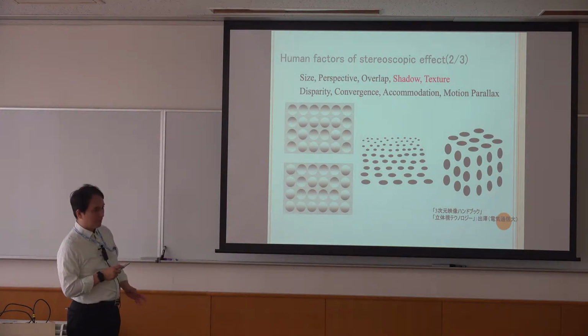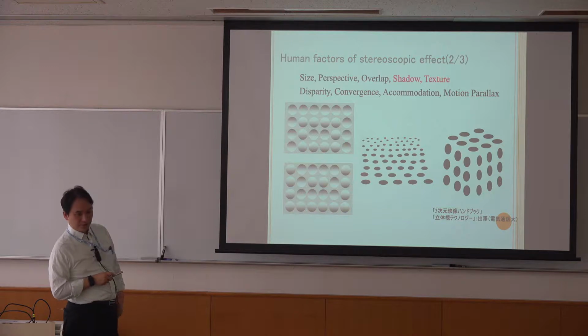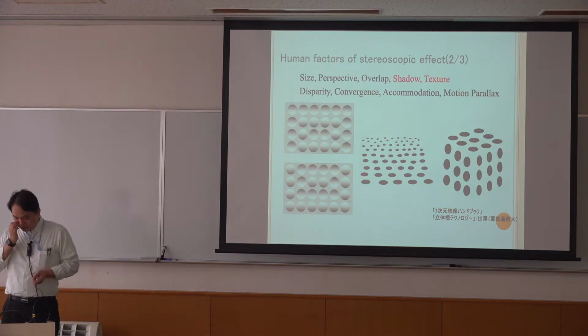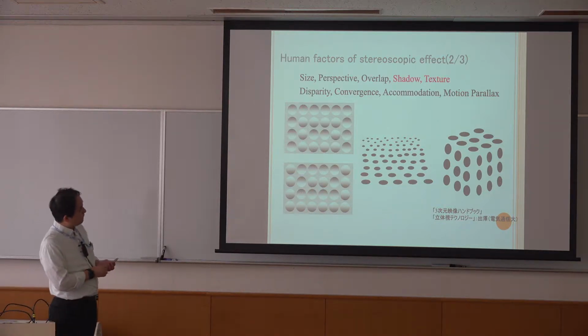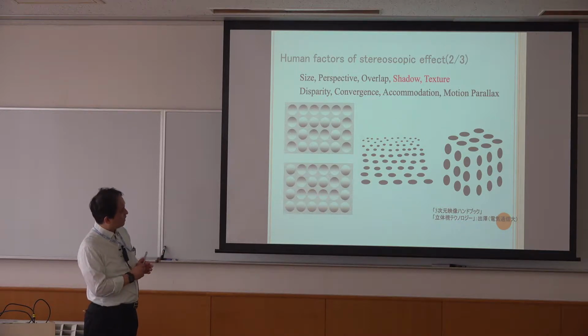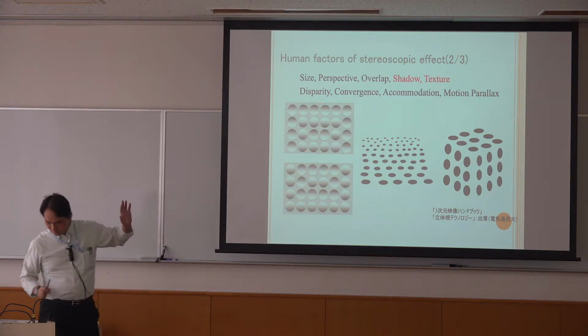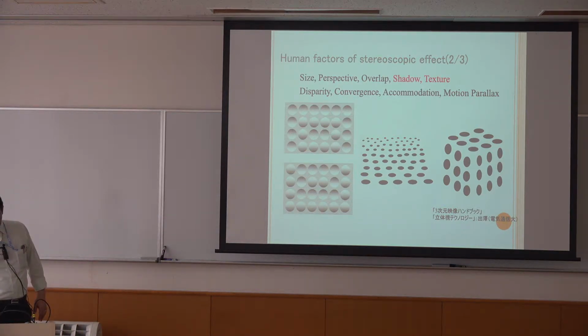Do you feel some convex or concave shape here? Okay. This is based on the shadow. Or texture, you can feel 3D. But these are useful only on 2D images. Even if the dimension is 2, you can have 3D perception. This is just a two-dimensional image.